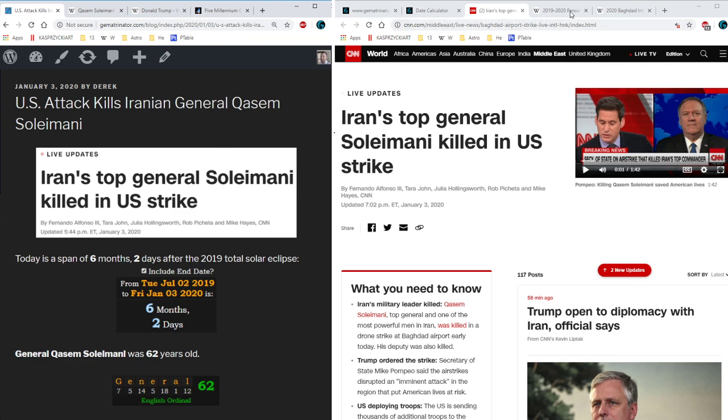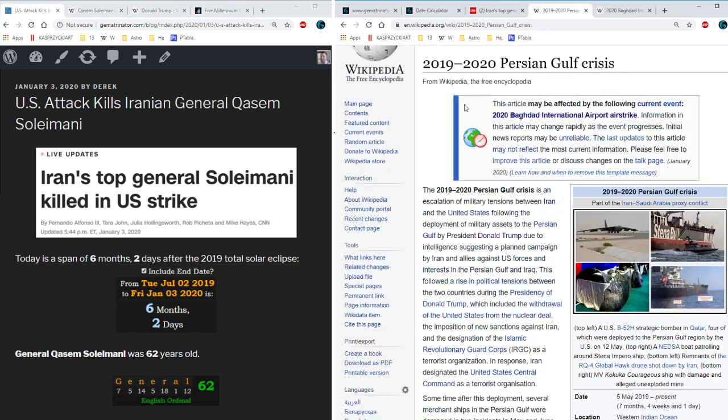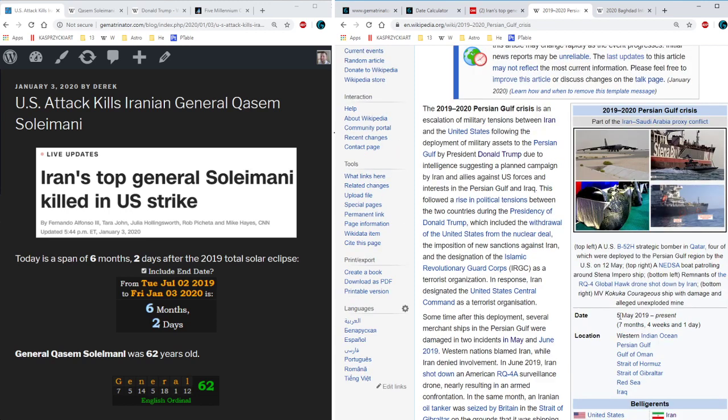We're also going to be looking at the numerology of the Persian Gulf crisis, which by official standards began on May 5th of last year, when John Bolton, who at the time was the U.S. National Security Advisor, sent ships into the area to send a clear message to Iran. So let's get this going.